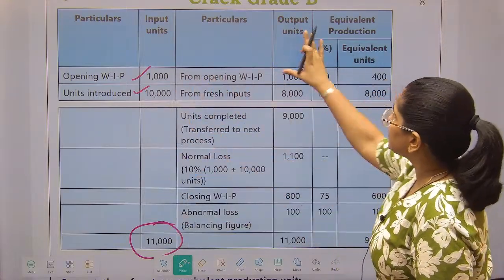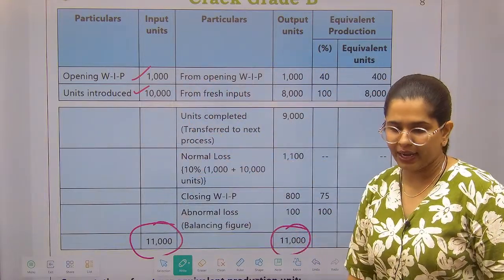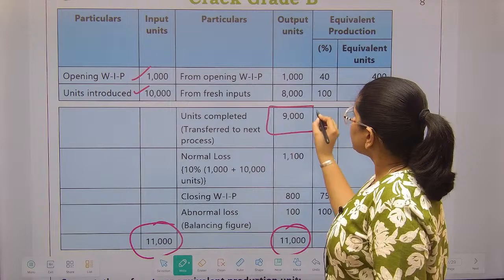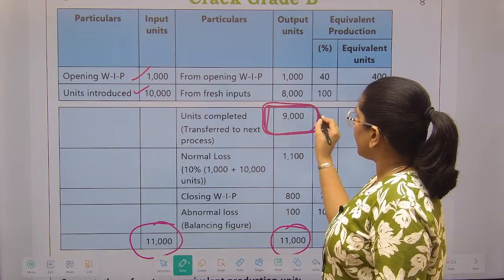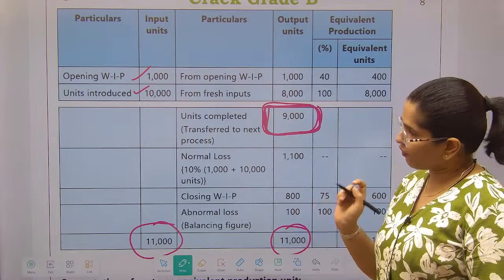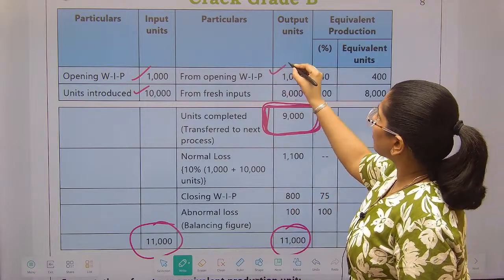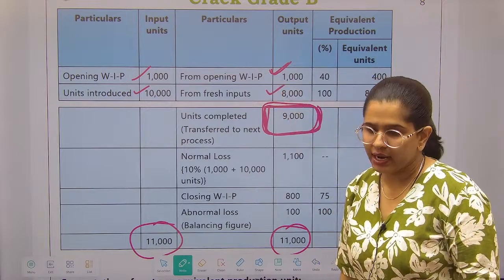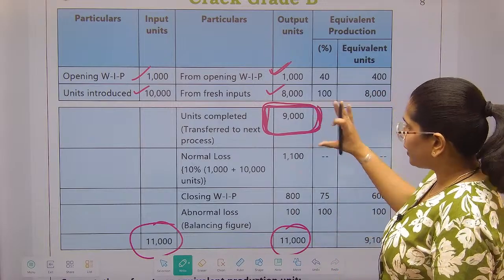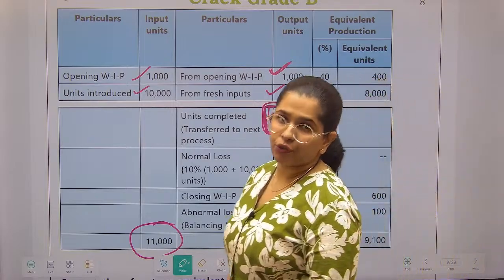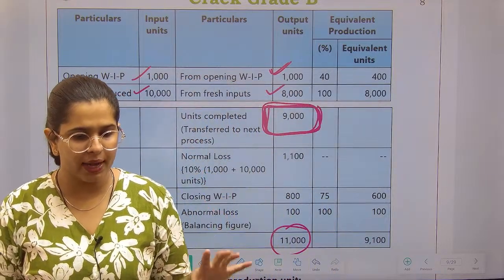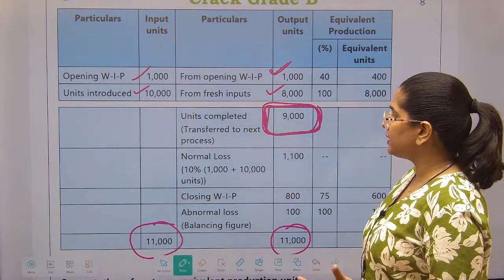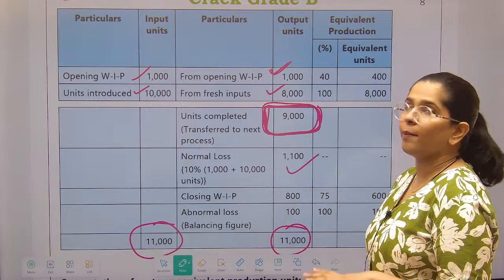This is your input. This is your output. Total of both the sides should be 11,000. Now you see, in this process, how many units you have completed? 9,000 units हमने complete की हैं. Fine. Out of this 9,000, 1,000 belongs to opening WIP and the remaining 8,000 comes from the fresh input, right? This is how we have bifurcated. Got that? Normal loss उन्होंने कहा था 10% of total input. Total input is 1,000 opening WIP, 10,000 fresh input gives you 11,000, right? 11,000 का 10% कितना हो गया? 1,100. This is your normal loss. Fine.